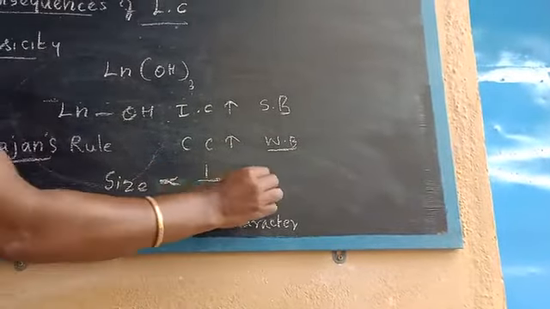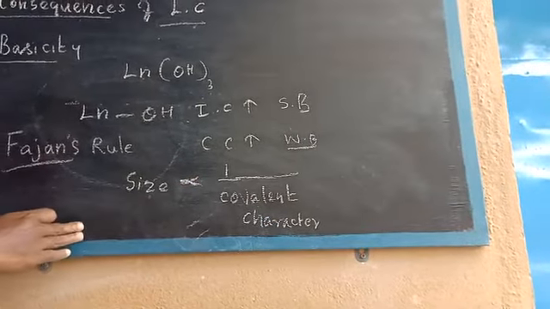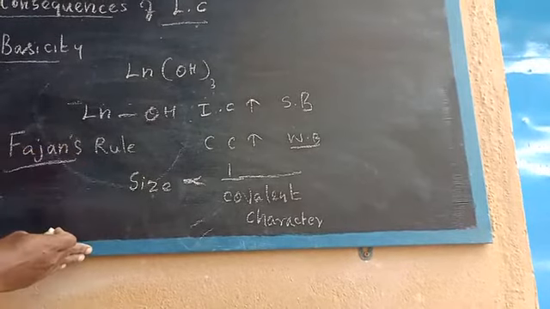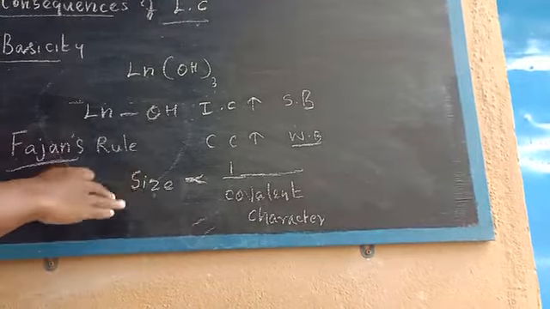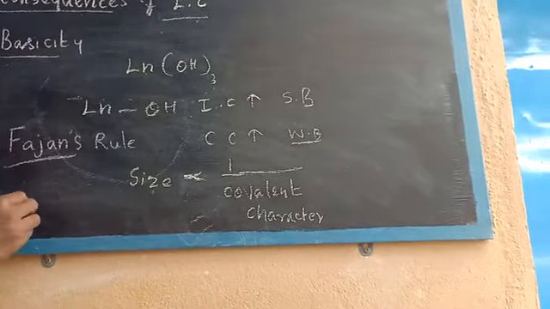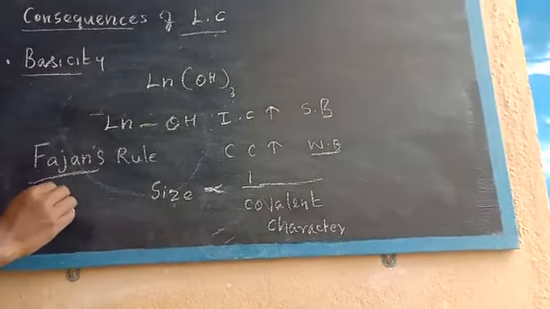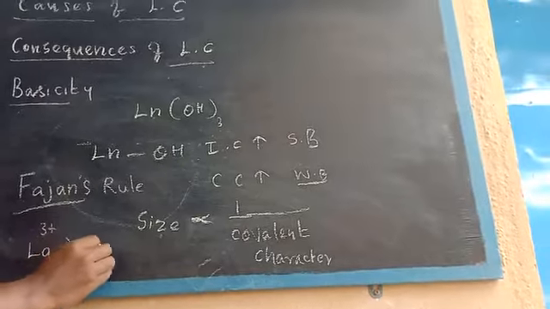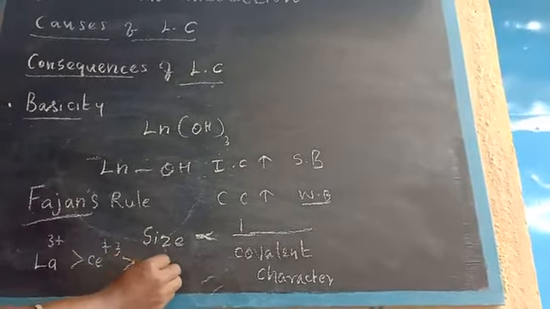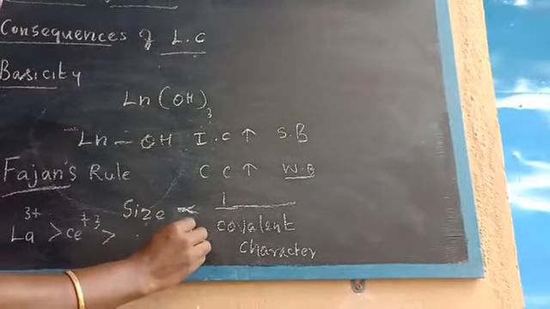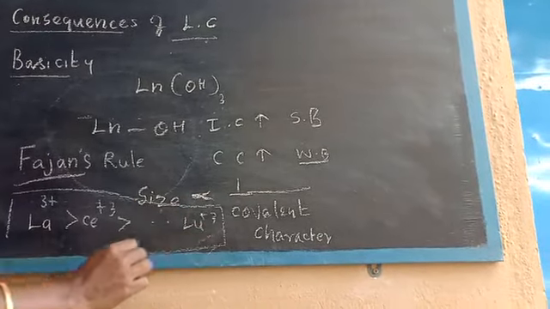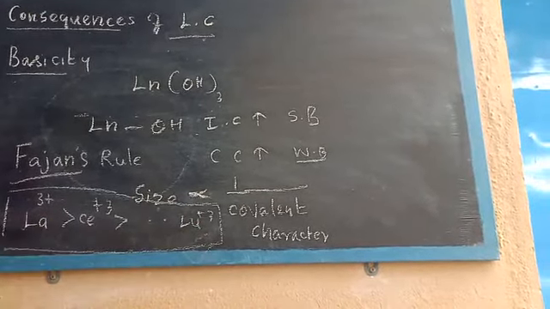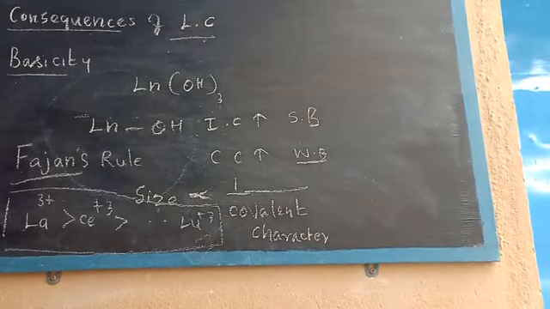In lanthanide contraction, the size decreases from lanthanum to lutetium. From lanthanum to lutetium, the basic character decreases. So La3+, Ce3+, and so on, up to lutetium 3+. The basic character decreases from lanthanum to lutetium. This is one of the consequences.